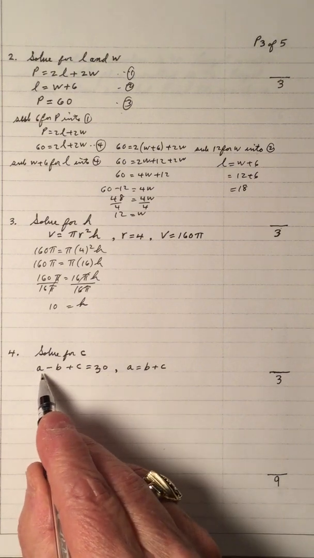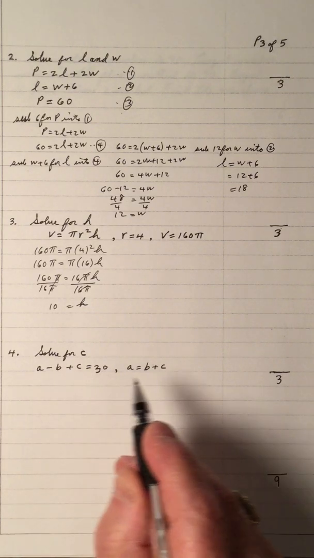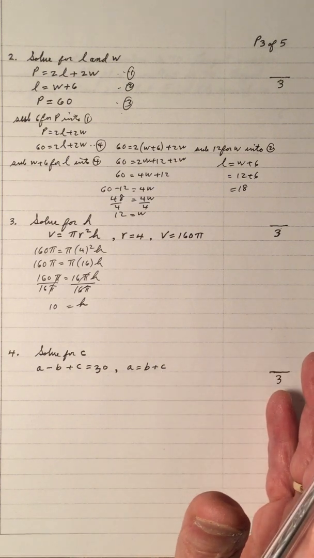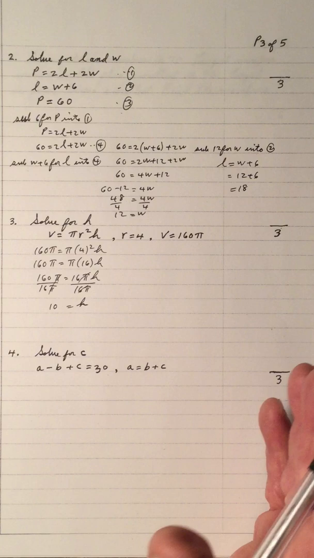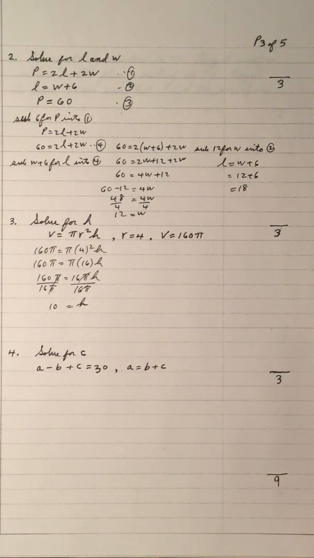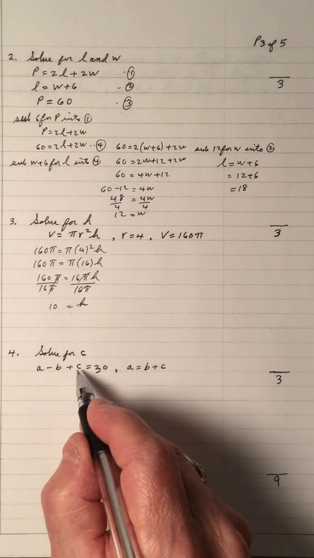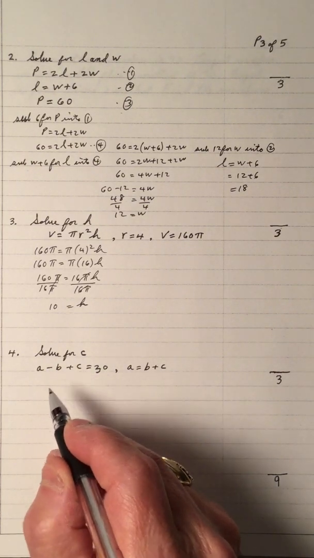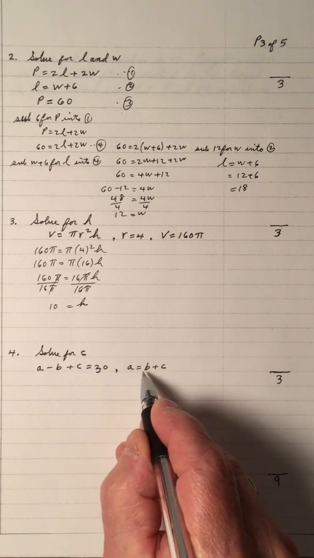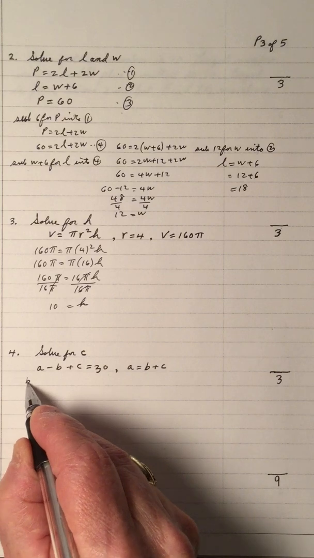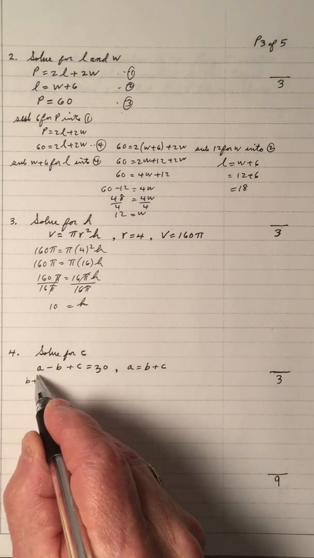You have 3 variables of A, B, and C. You have another equation with A, B, and C, but we only have 2 equations. If we've got 3 variables, we should have 3 equations. But let's see what happens here. We're solving for C, so we have to get rid of A and B. So if A is B plus C, I'm going to put B plus C in the place of A.